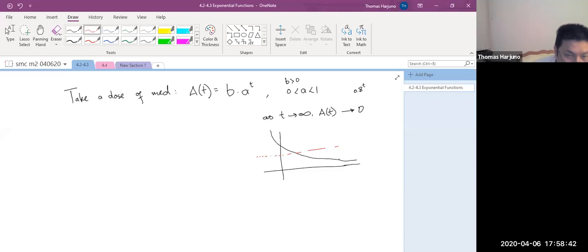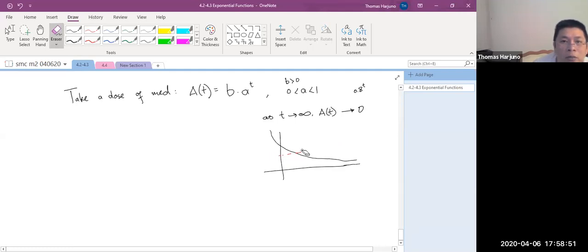Or we start feeling our allergy again, okay. On the other hand, the one I want to share with you even more is what happens if you take some drug, not medicine.